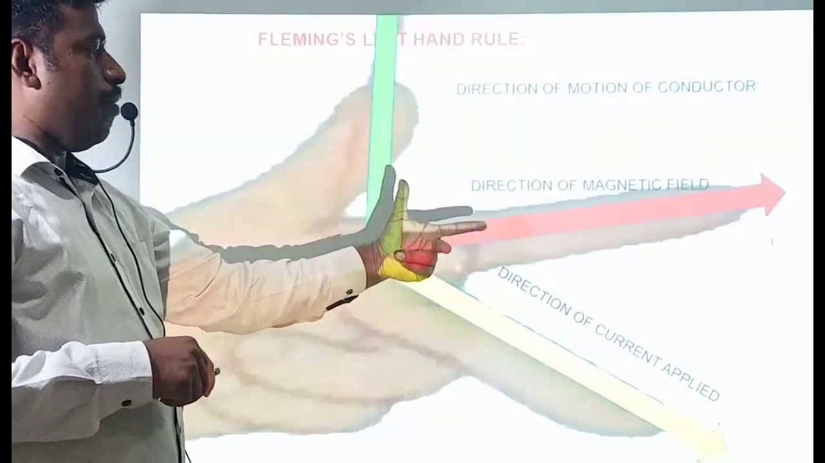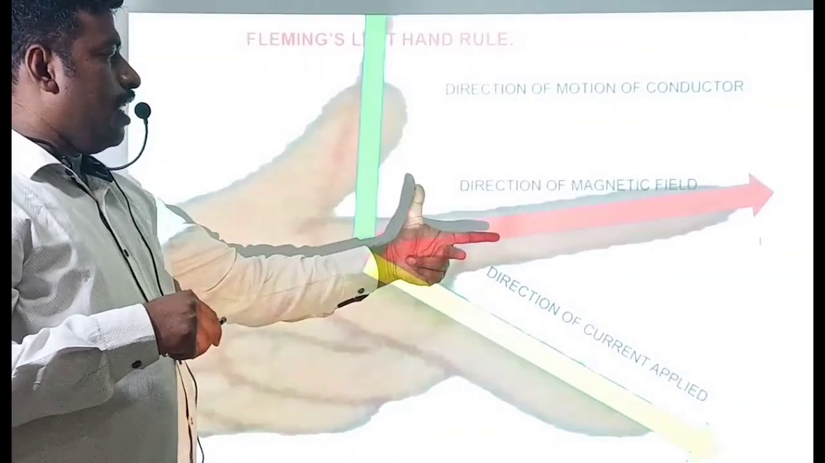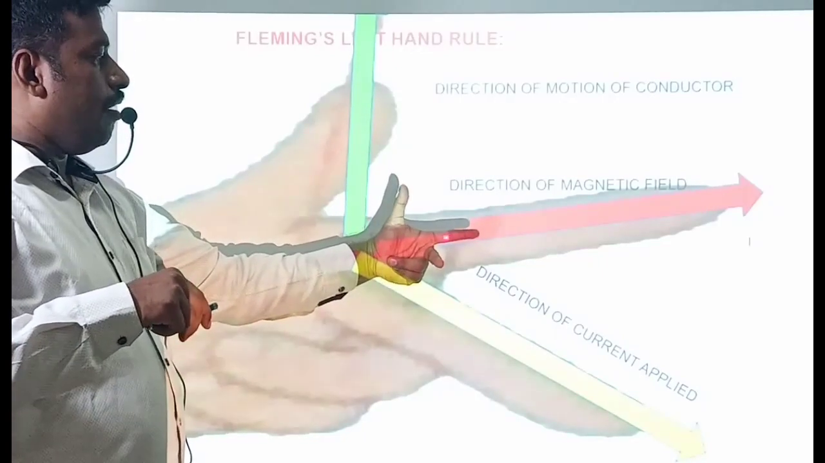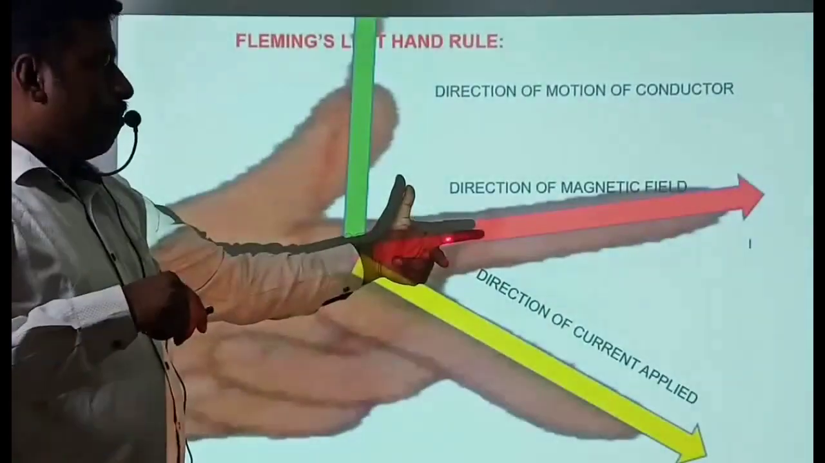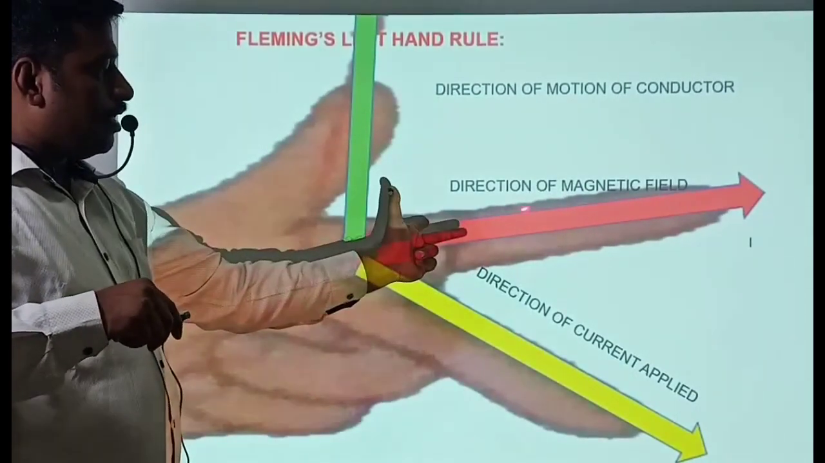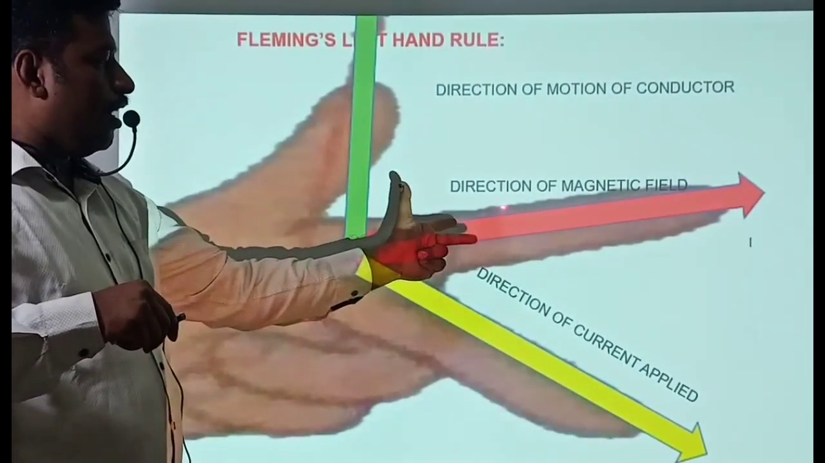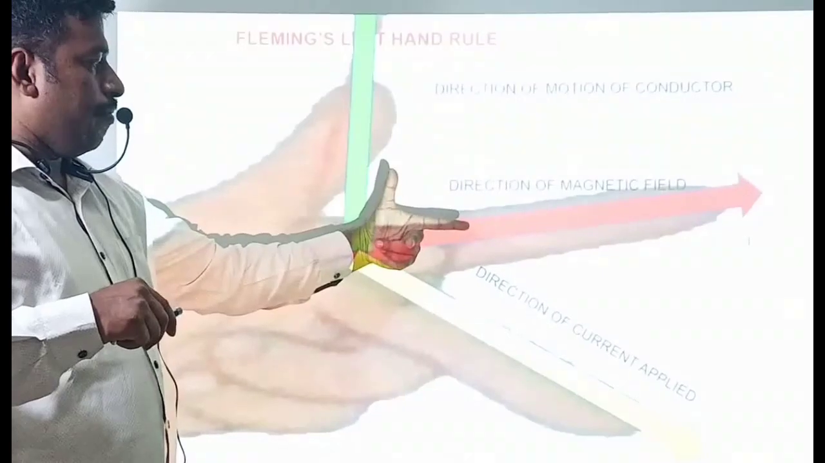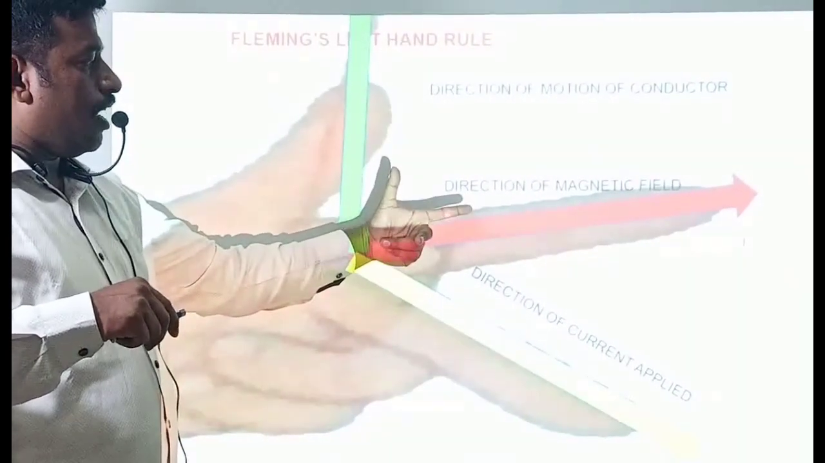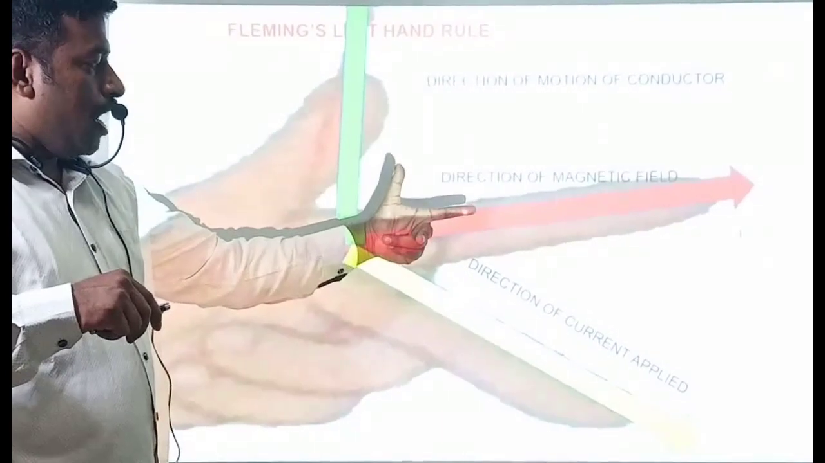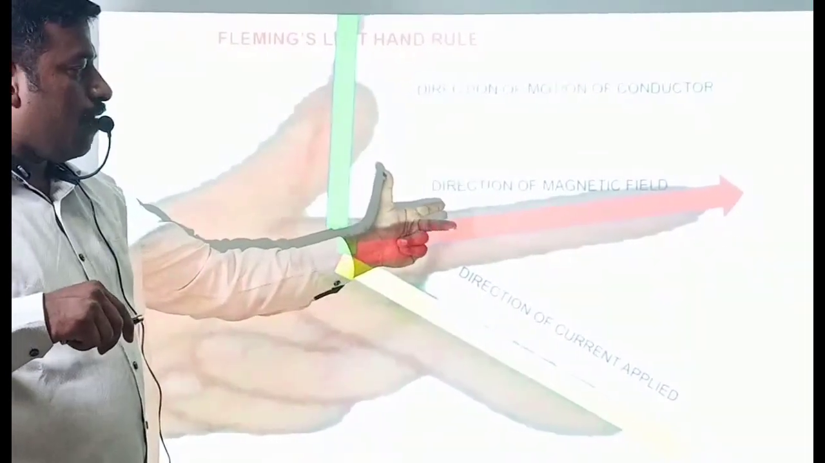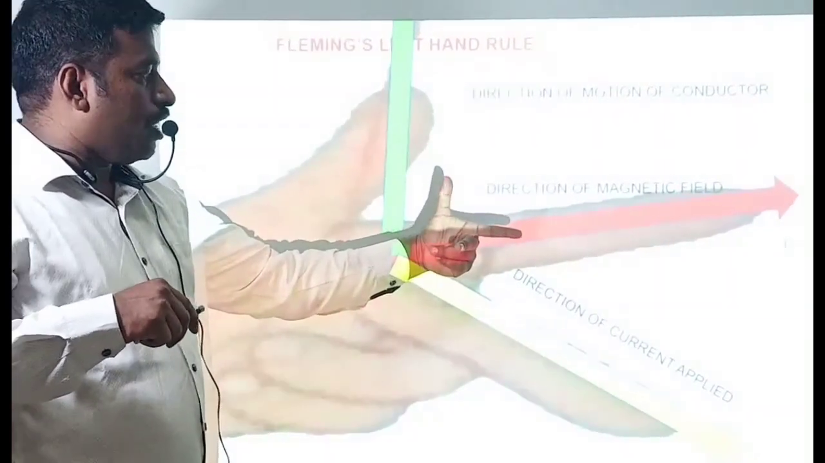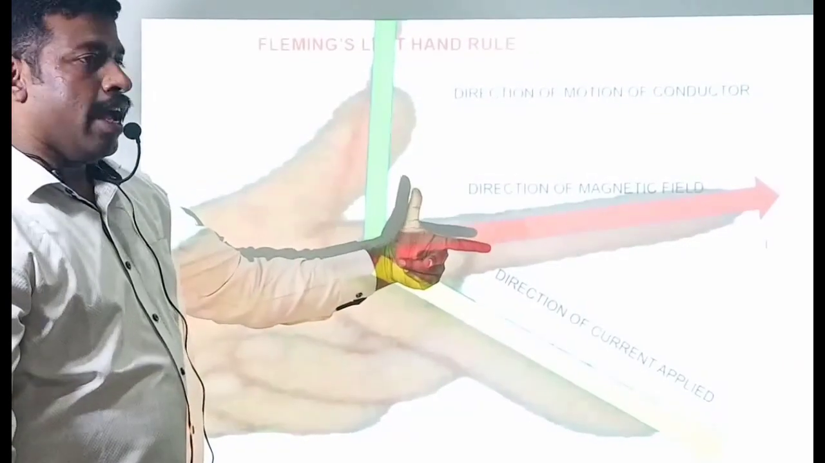Let us stretch the first three fingers of our left hand mutually perpendicular to each other. The forefinger represents the direction of magnetic field, and the middle finger represents the direction of current flowing through the conductor. Then the thumb shows the direction of motion experienced, or force acting on the conductor.